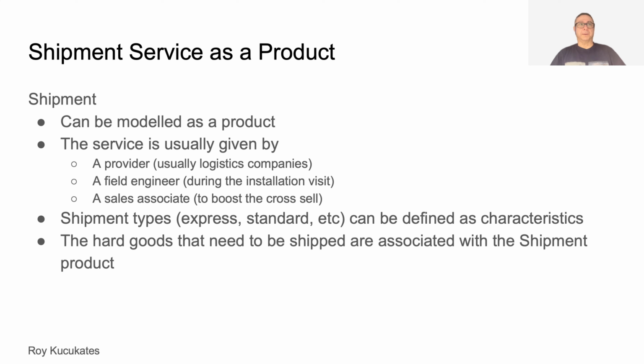And the hard goods that need to be shipped, you usually associate the shipment product with those kinds of hard goods, so that whenever somebody selects a hard good and it's not a pickup from the store, then a shipment is automatically activated and the user has to select a shipment type, so that it can be delivered to the address.